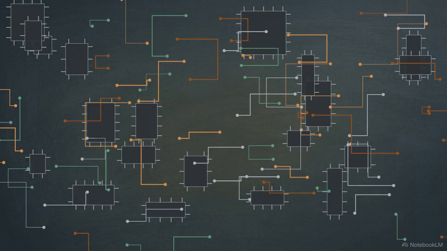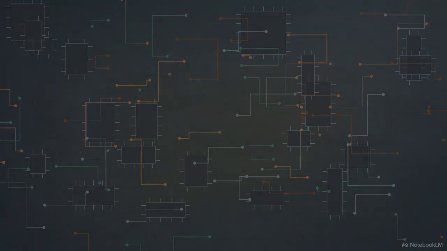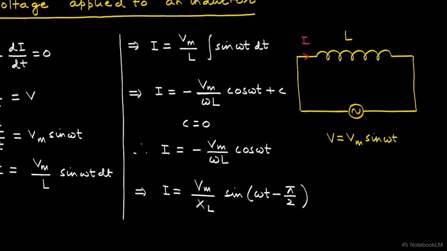To figure out how this is possible, we need to strip away the rest of the physical world and look exclusively at a purely inductive component connected to an alternating current, or AC, voltage source. This diagram shows our physical setup, driven by the AC voltage equation, V equals V sub m times sine omega t. We know the input voltage, but to understand the circuit's behavior, we must solve for two unknowns: current, I, and power, P. Let's set up a framework to track these variables.